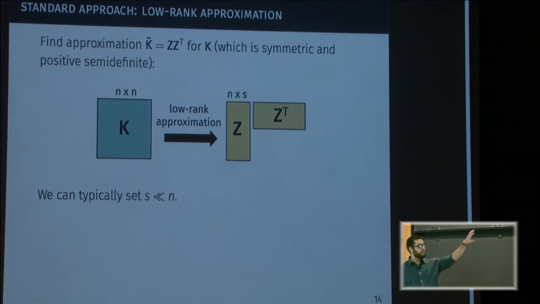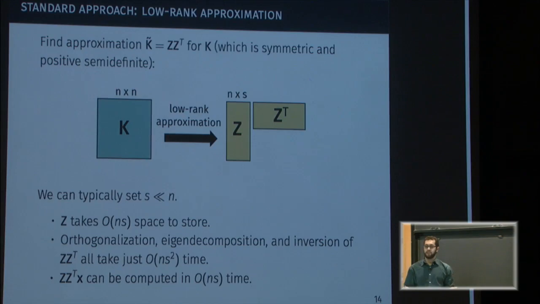So these matrices are often low rank, and to speed up computation, we want to explicitly replace them with a low rank matrix. If you can do that with a matrix that has only S columns, you reduce your storage space to n times S, and your runtime for something like inversion to n times S squared. You basically speed up all operations on the kernel matrix.